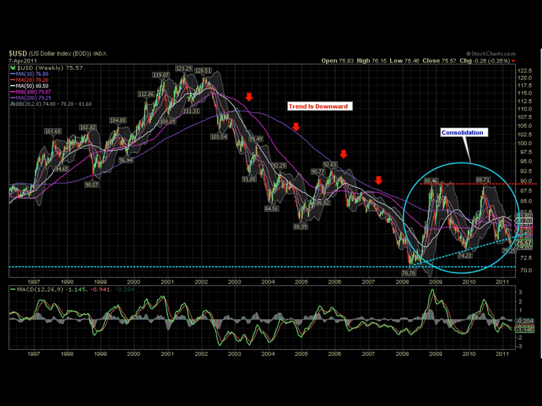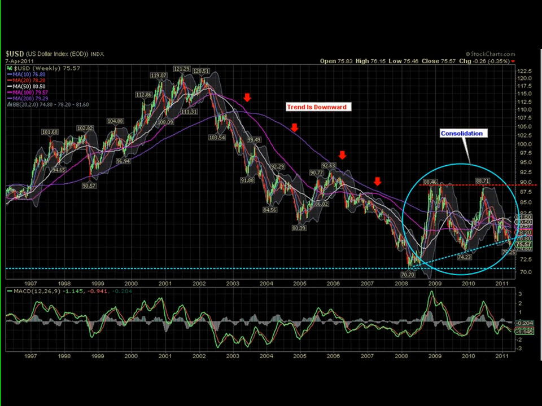We're looking today at the US dollar. We're going to do a technical analysis on it since there's been some important developments technically on the US dollar index. Today is April 7th, 2011, and the first chart here is actually a long-term chart. It goes back 15 years on the US dollar.